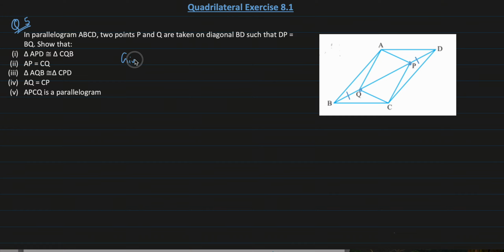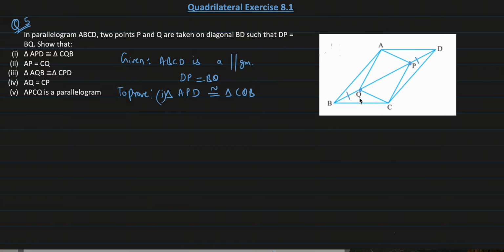So first let us write what is given to us, that ABCD is a parallelogram, and the only other thing given to you is that DP equals BQ. So let's begin with the to prove part, and I'll start from the first part. You have to prove that triangle APD is congruent to triangle CQB. So for congruency of two triangles we need three pairs.